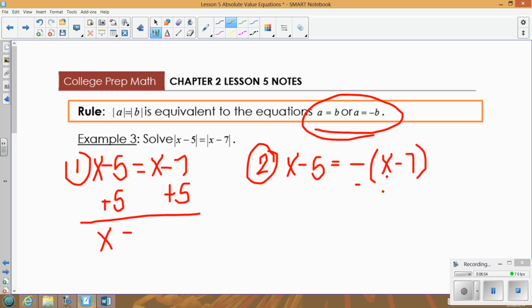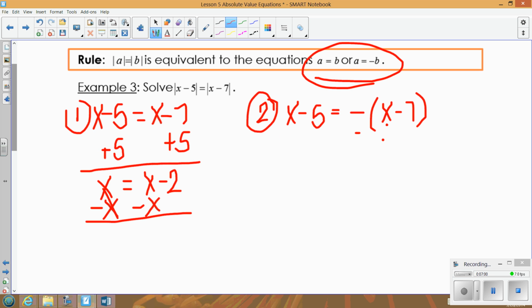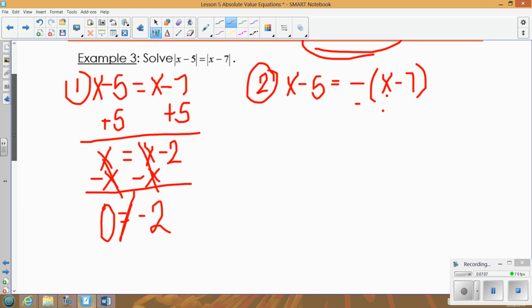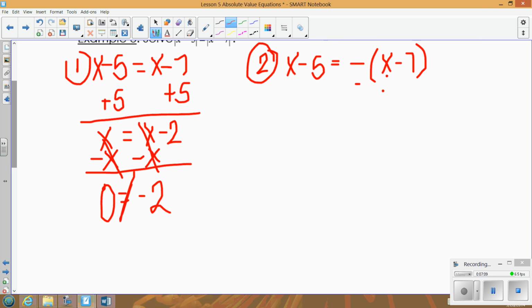So I get x equals x minus 2, subtract over the x. So we see that my x's cancel and I'm getting 0 equals negative 2. Remember when we had this situation before? Whenever you get something that's not true, that means there's no solution. So there's no solution for this case. It doesn't mean that there's not going to be a solution though for the other one.